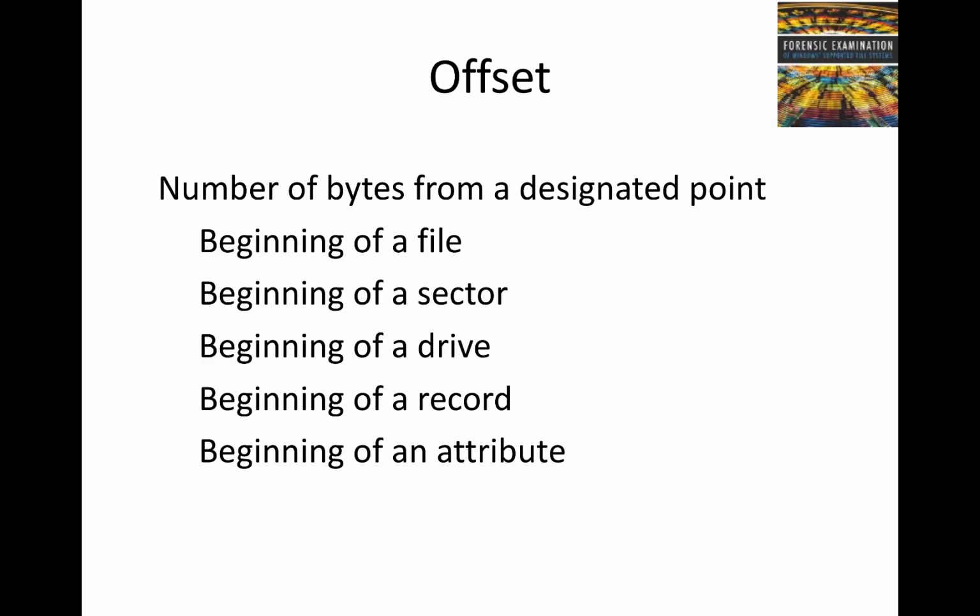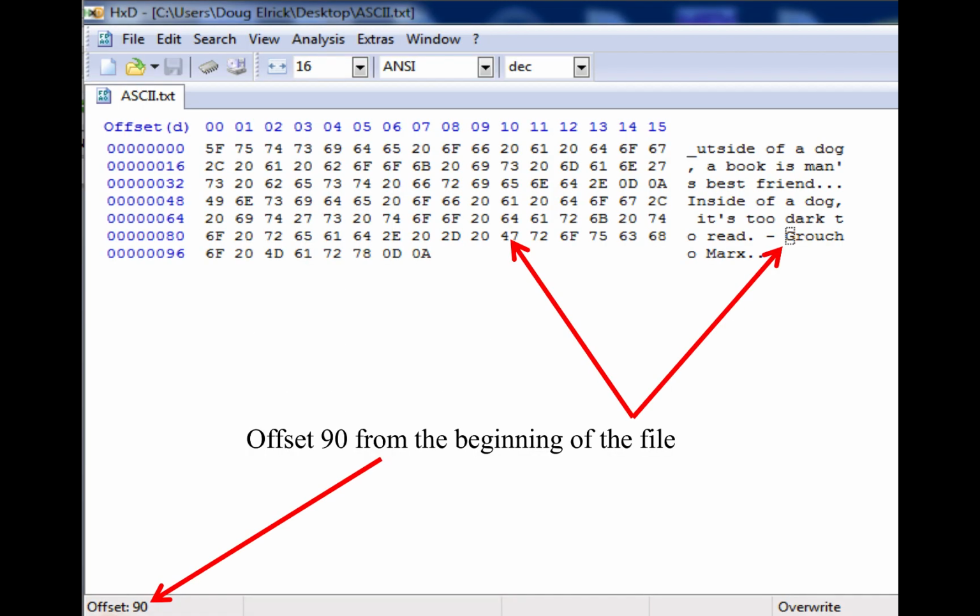Okay. And again, I mentioned offset is from a designated point. And it can be from a file, sector, drive, record, attribute, and those words will mean more as we progress through the semester. But right now, we'll talk about from the beginning of the file or from the beginning of a drive. You'll be told to go to a specific offset. And here, HxD will display that.